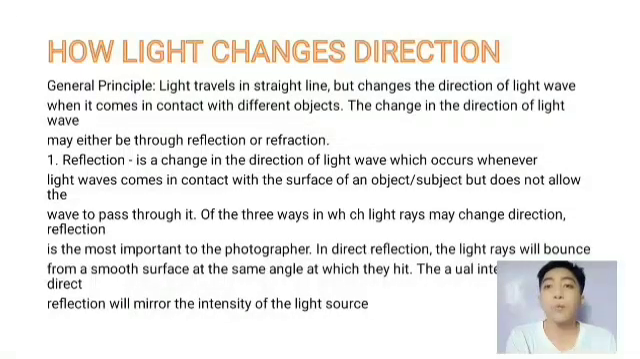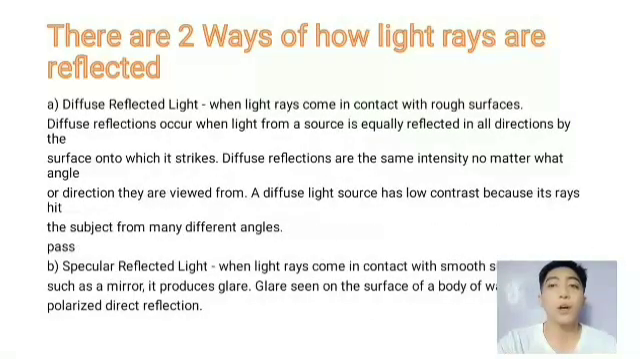Diffuse reflected light. When light rays come in contact with a rough surface, diffuse reflection occurs when light from a source is equally reflected in all directions by the surface onto which it strikes. Diffuse reflections are the same intensity no matter what angle or direction they are viewed from. A diffuse light source has low contrast because its rays hit the subject from many different angles.